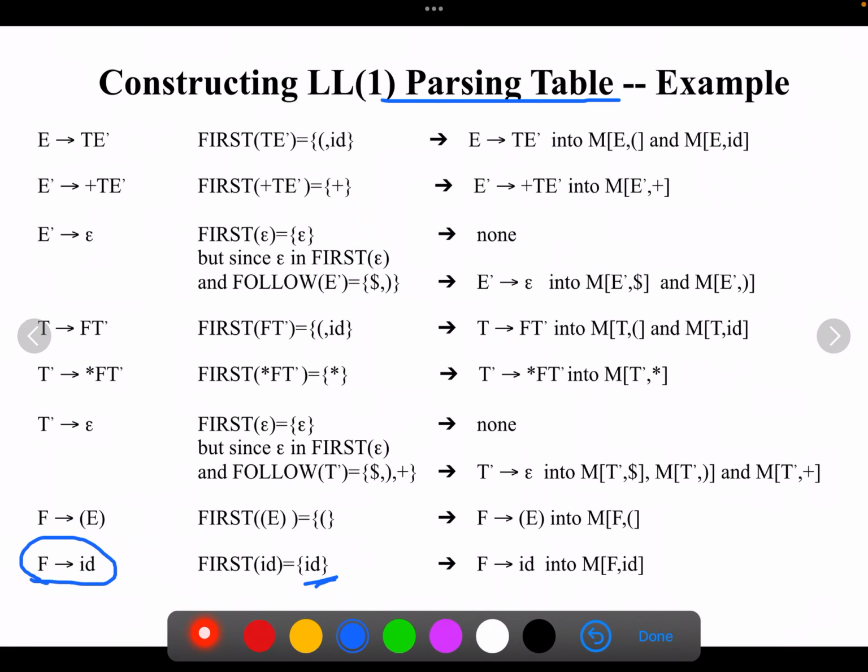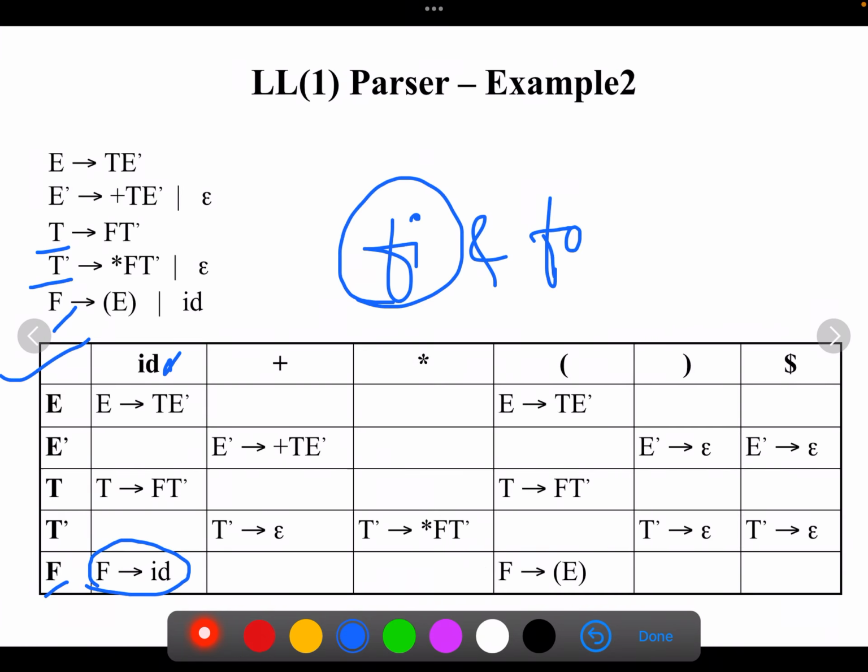Moving to next, first of F is another production which has an element called open parenthesis. So first of F on parenthesis, you have to include this production. Go to that, F on closing parenthesis. It should include the production. Okay, moving on to next, first of T dash.